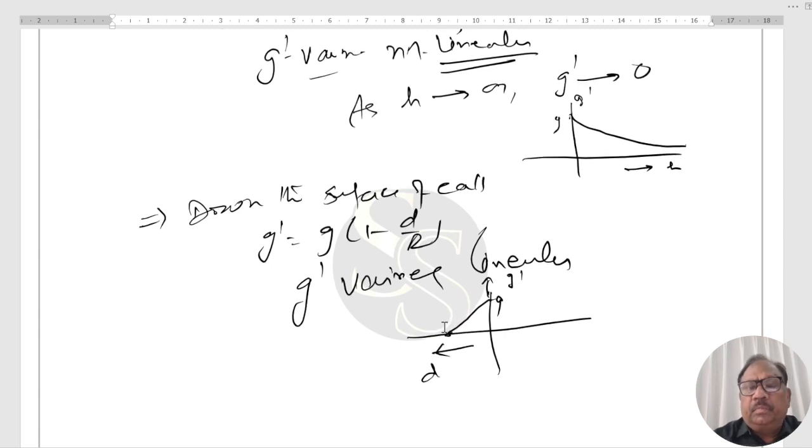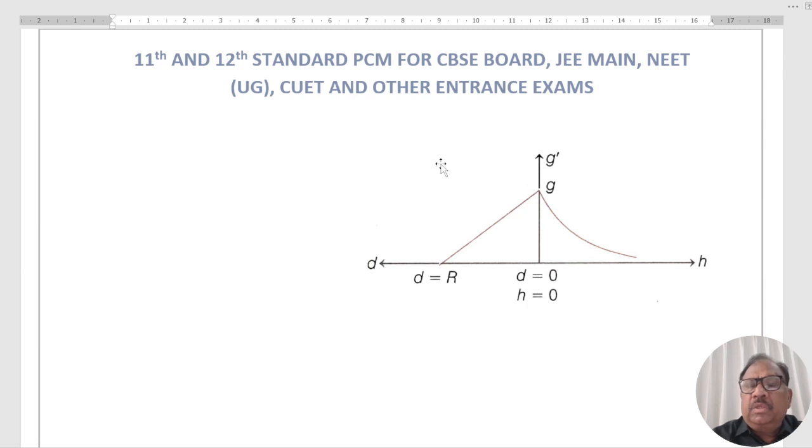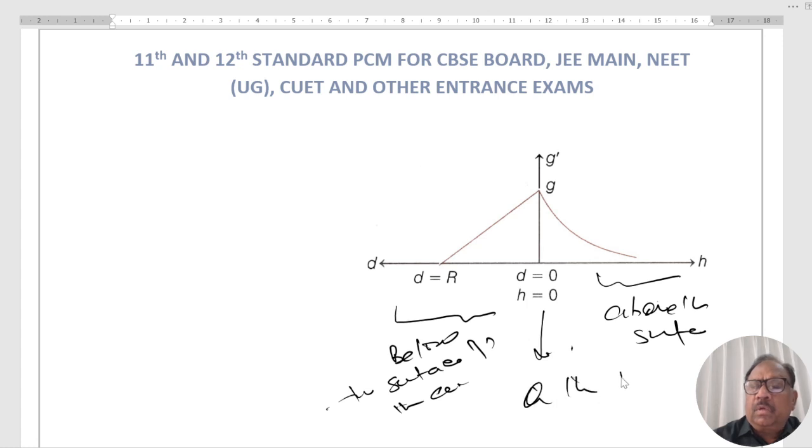This one means it decreases linearly, right? If we combine these two, we get a graph like this. This is below the surface of the earth, this is above the surface of the earth, this is on the surface of the earth.